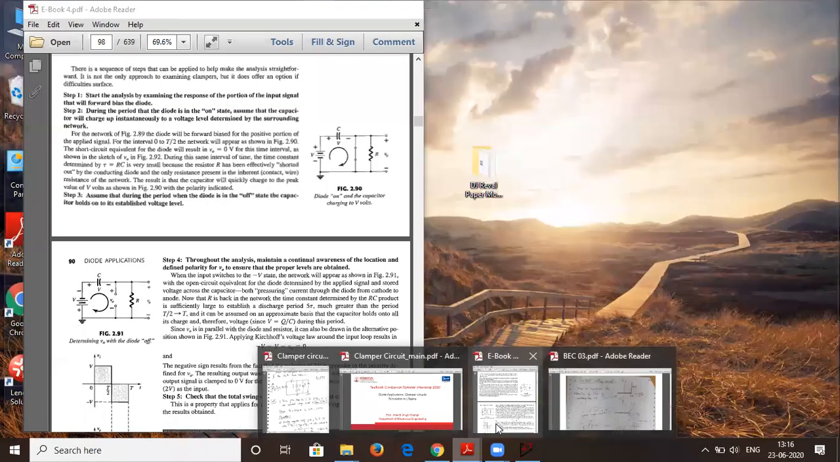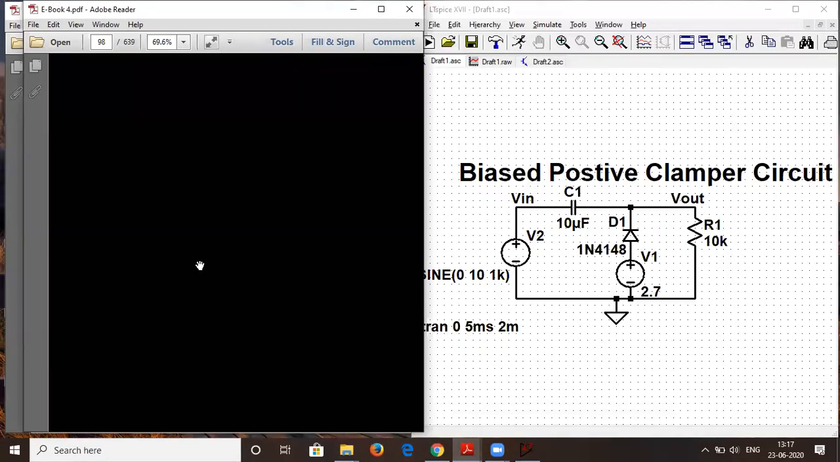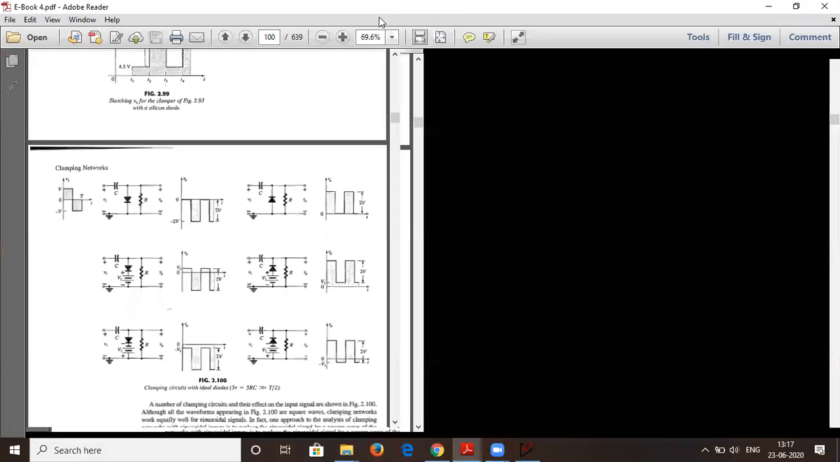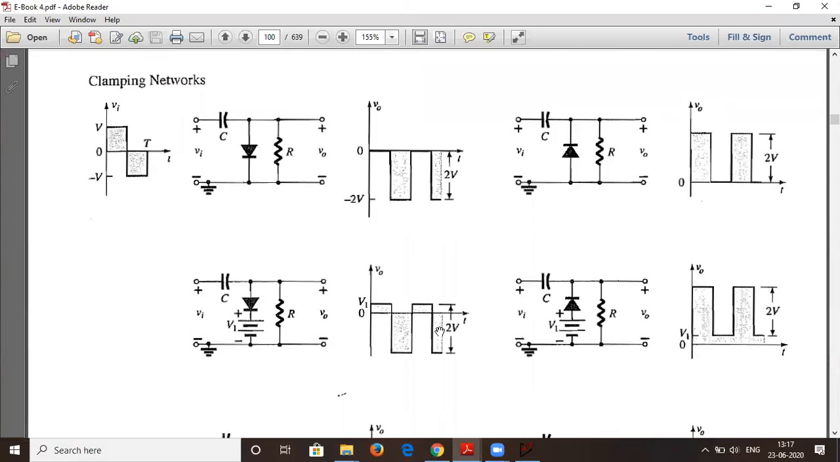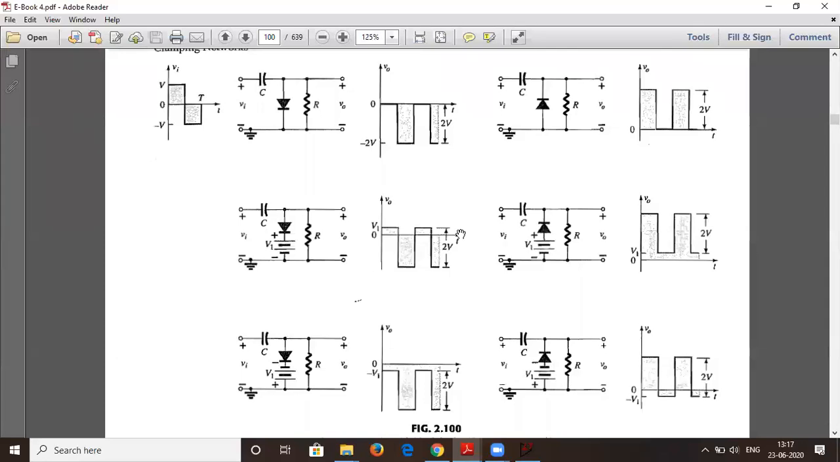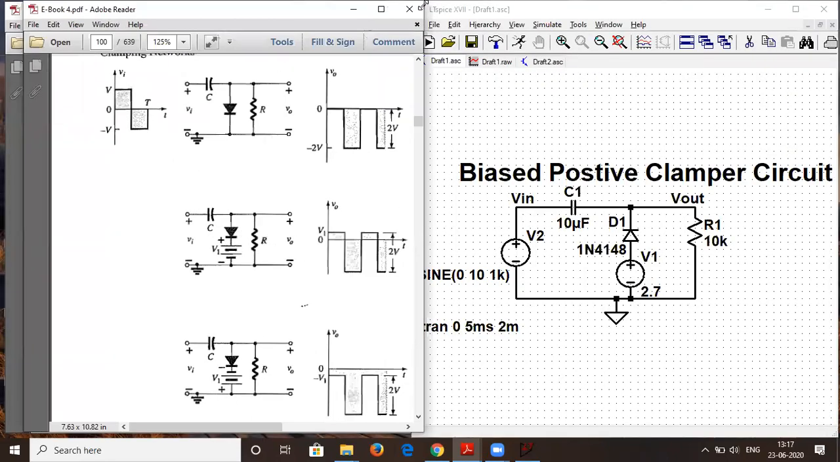So in this way, there are several clamper circuits. I can show it to you. There are 6 such clamper circuits which you can observe. Mind you, they have used the ideal diode model, but practically we have to use the constant voltage model. The varieties involve reversing the diode, adding the bias supply with negative polarity, then again reversing the diode and the supplies accordingly. So you have 6 varieties of clamper circuits.